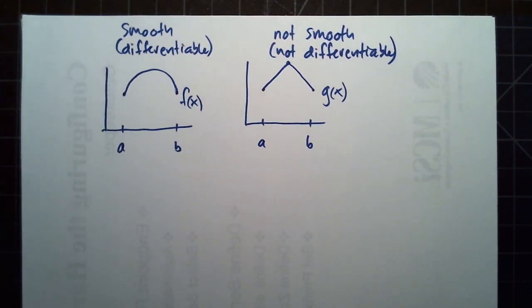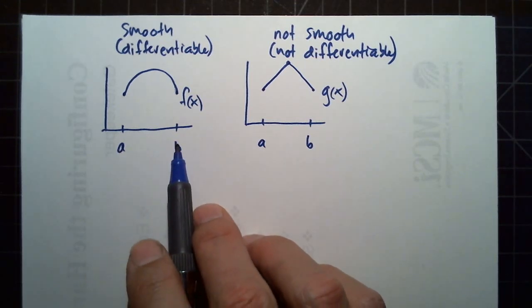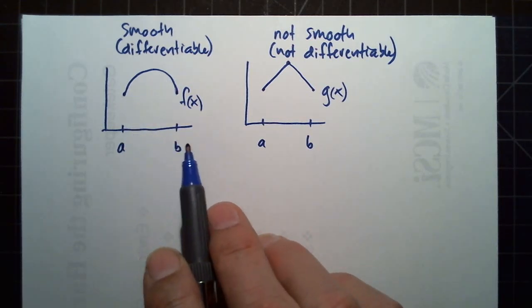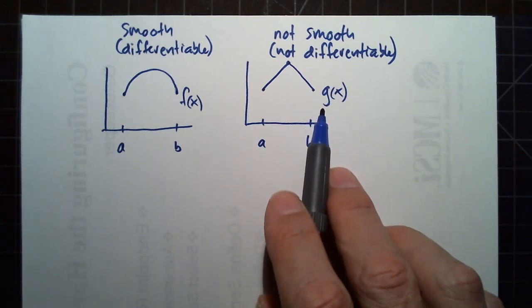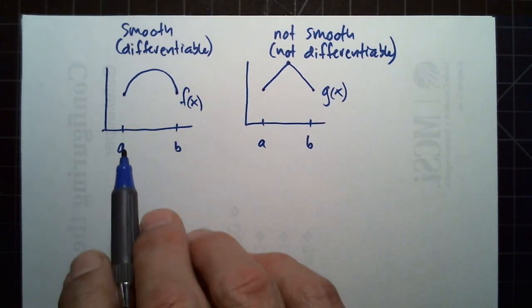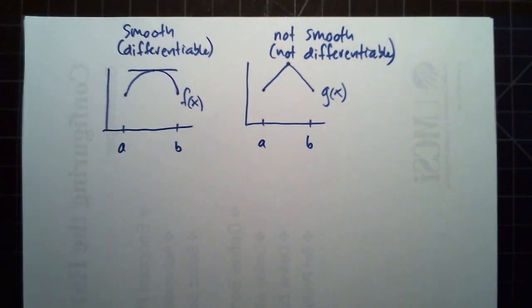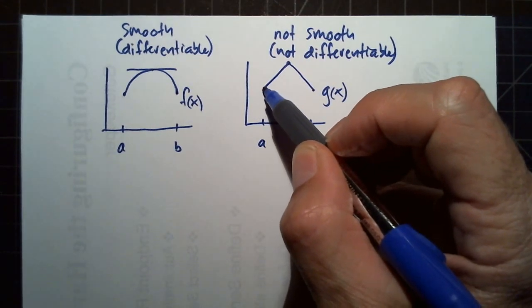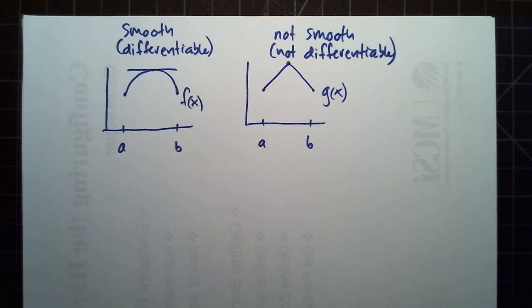So let's ask some questions about f and g. Is there an x value between a and b such that the slope of the function is 0? And over here, is there an x value between a and b such that g prime equals 0? So here, maybe right about there, there is a point that has a slope of 0. And here, it looks like it could be a slope of 1, and then it jumps to -1. There's no point on the graph that has a slope of 0.